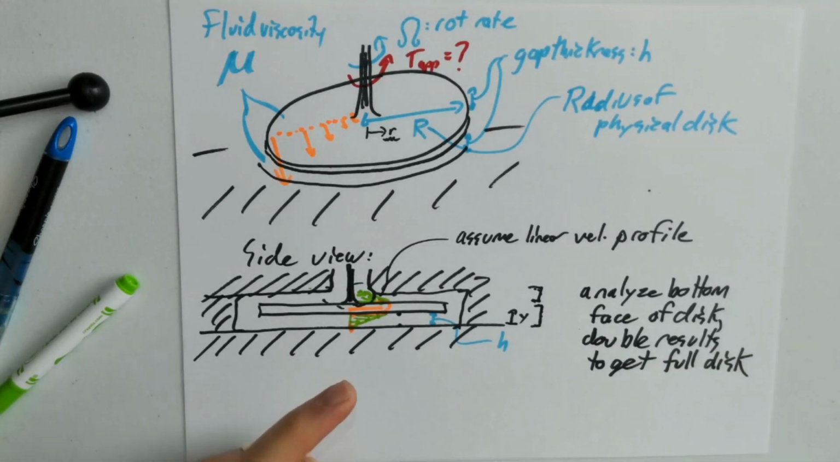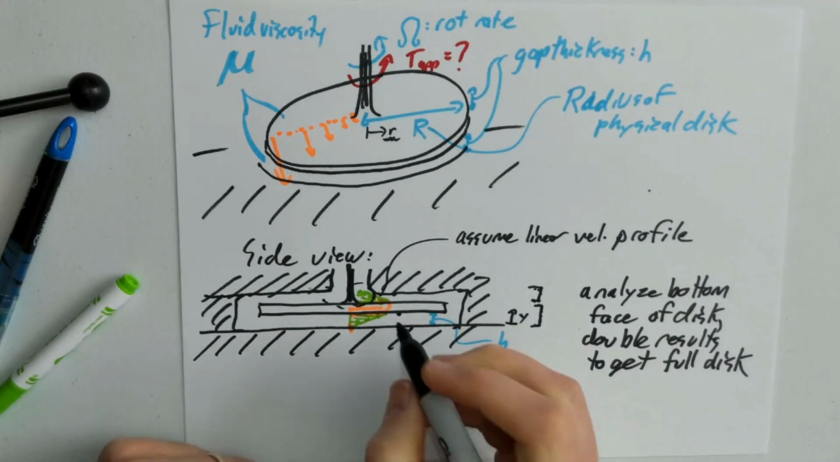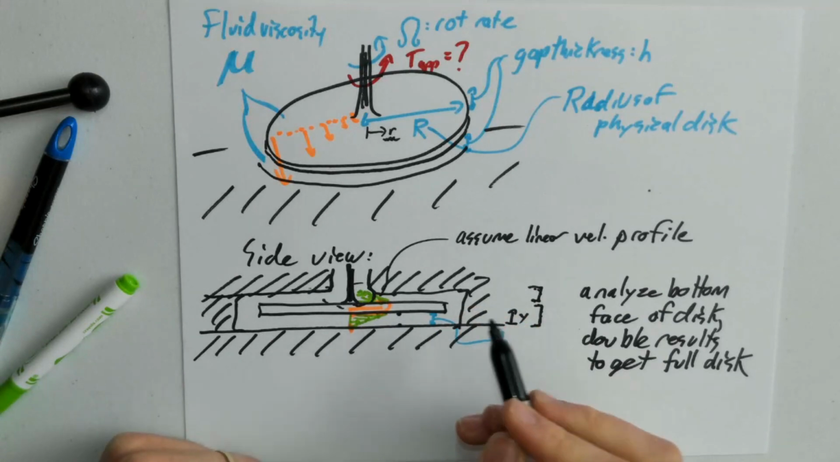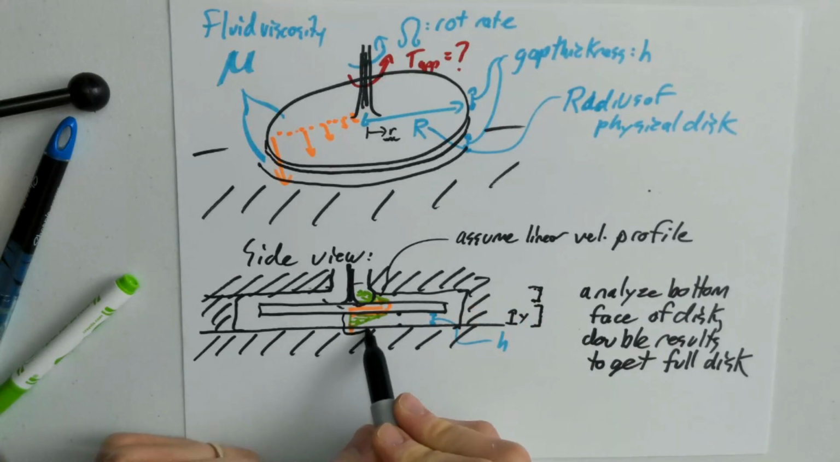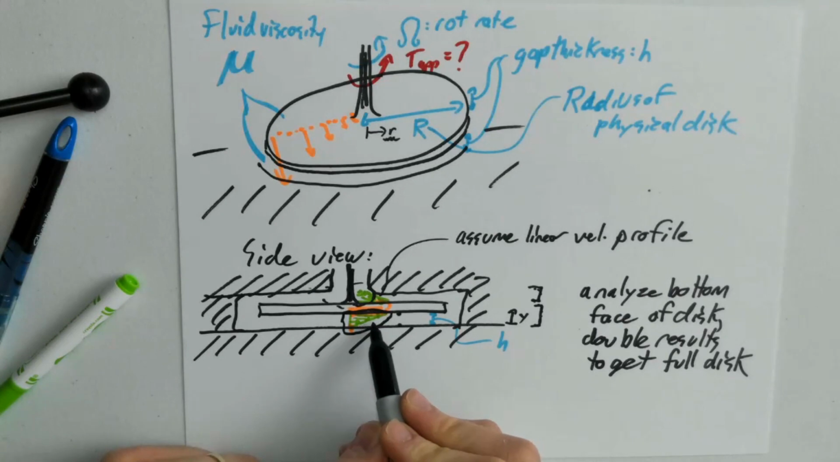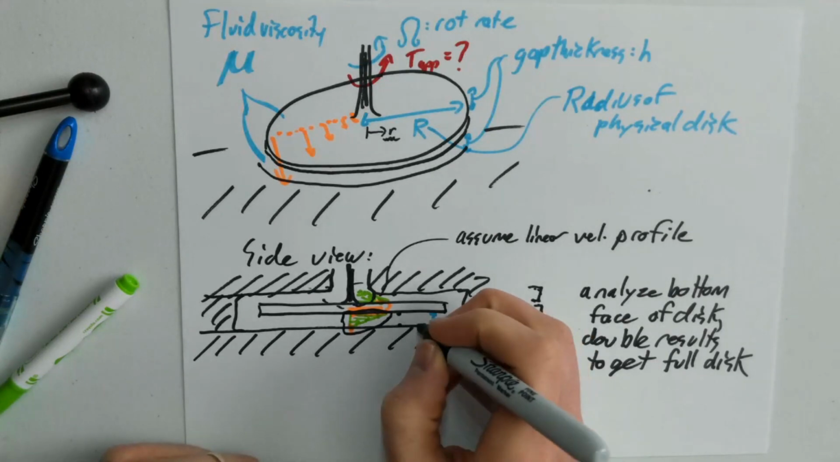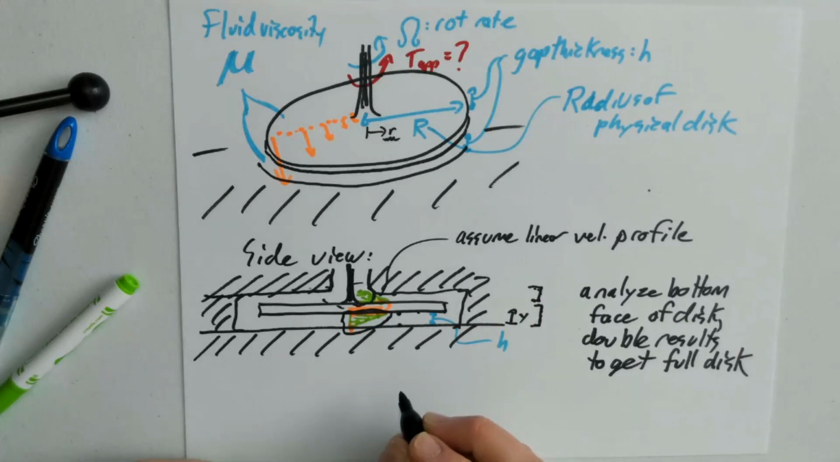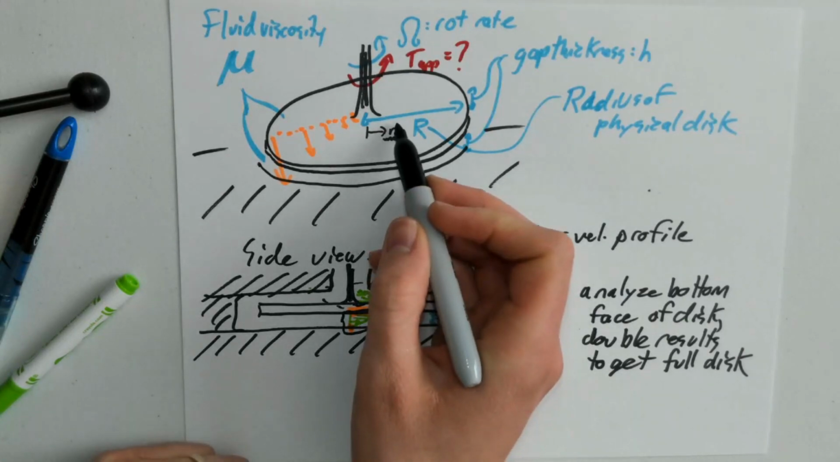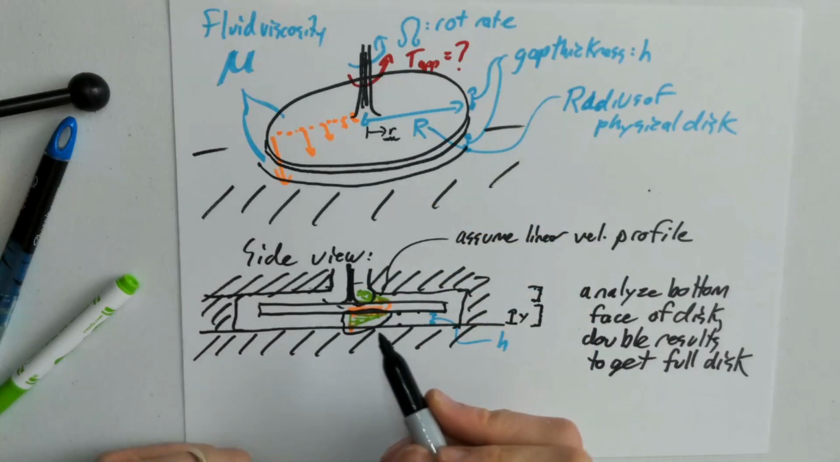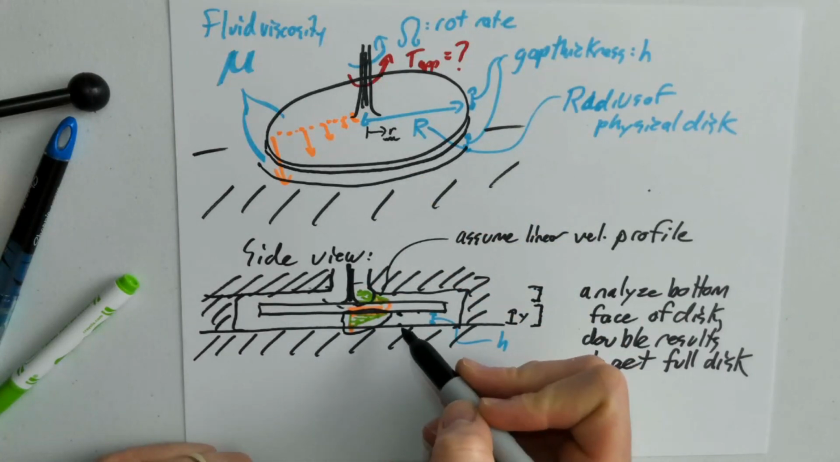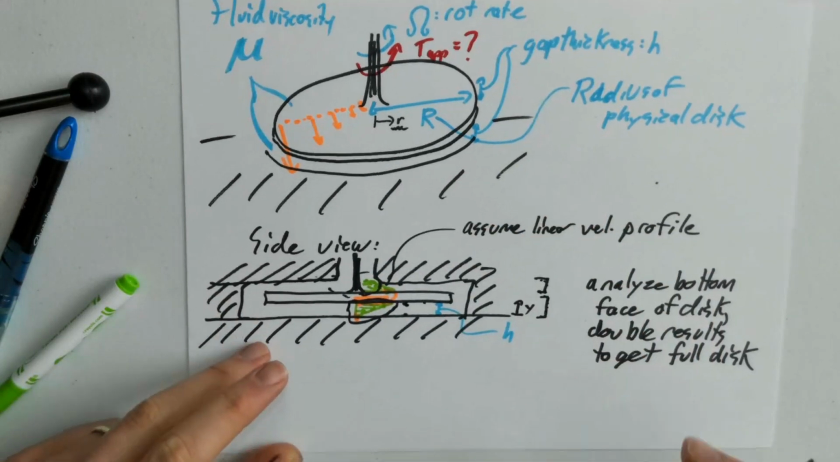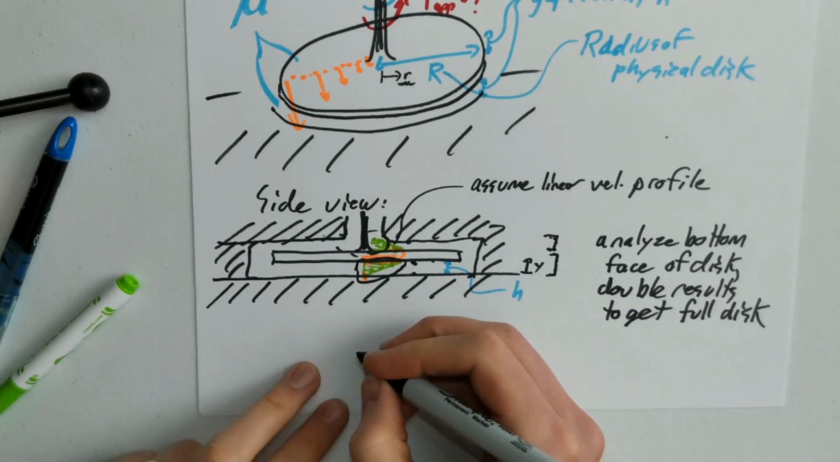So we're going to analyze the bottom face of the disk and then just double the results to get what's happening with the full disk. So if we're going to work out the details of this velocity gradient, we're going to essentially need to know what the velocity of various points on the disk are, and we're going to need to get this velocity of the points on the disk as a function of r. So let's work out an expression for that.